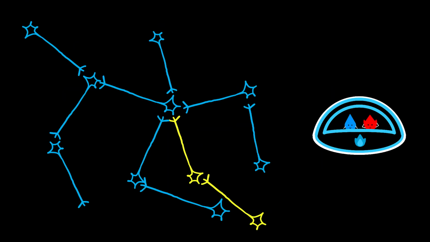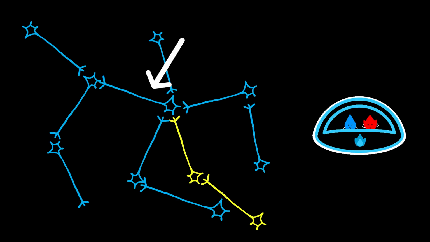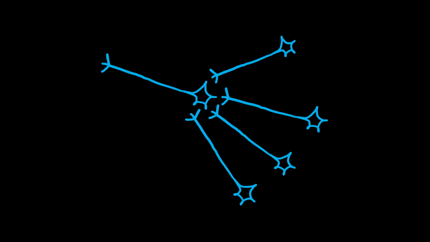Hold on, wasn't this one supposed to excite the other neuron? You're right, depolarization has occurred in the other neuron. However, sometimes one neuron is not enough for the next neuron to produce an action potential, so we need to excite multiple neurons. Wow! Magic!